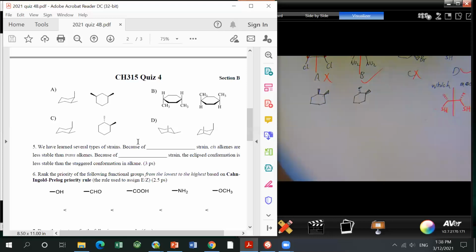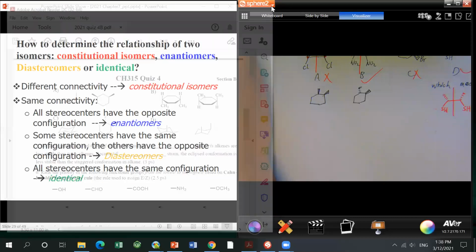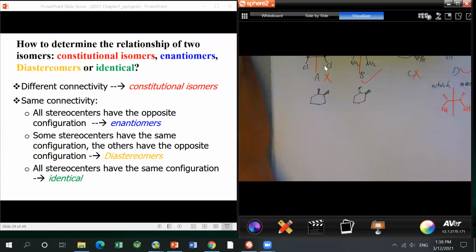Right, so now what's the relationship between the last pair? These two. Can anyone write down the answer? Yeah, that's right. Constitutional isomer. Pretty good, now you guys know it. Because this one is 1,2 and the other one is 1,3, different connections, totally different connectivity. In the future we'll practice more of these kinds of questions. Please make sure you understand what's going on.